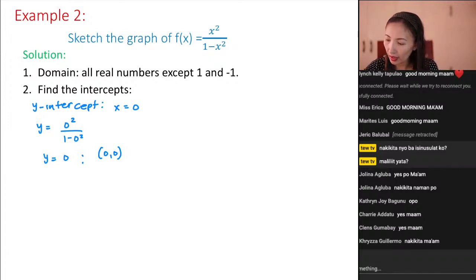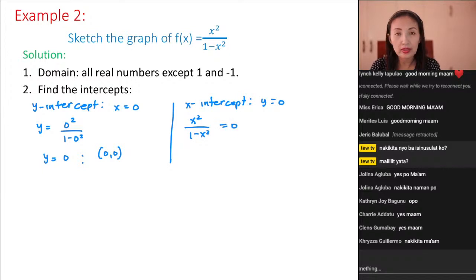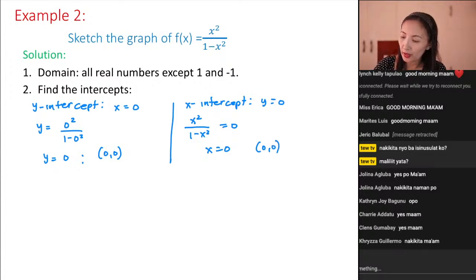It's also the same value, because if we let y be 0 for the x-intercept, then x squared over 1 minus x squared equals 0, and you'll end up with x equal to 0 also. So the same point is generated, 0, 0. We now proceed to step number 3. Step number 3, evaluate the limit.